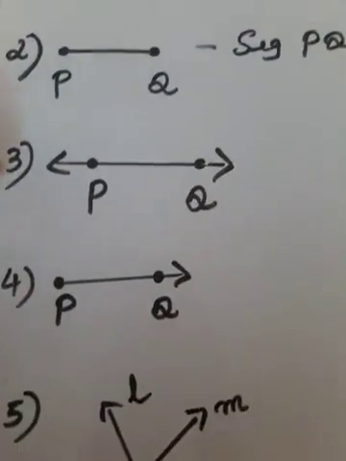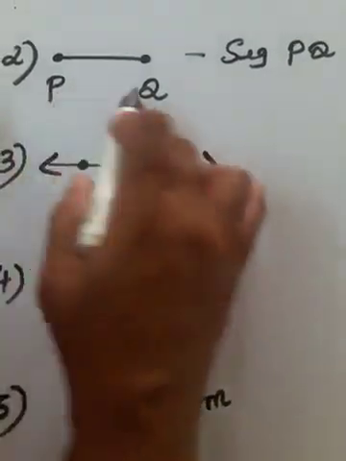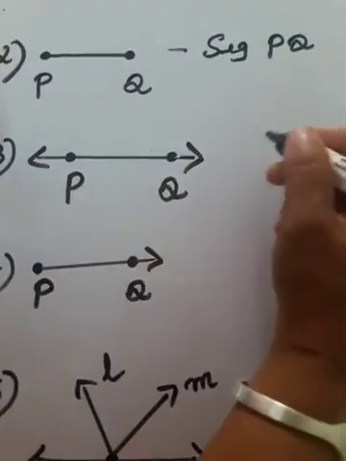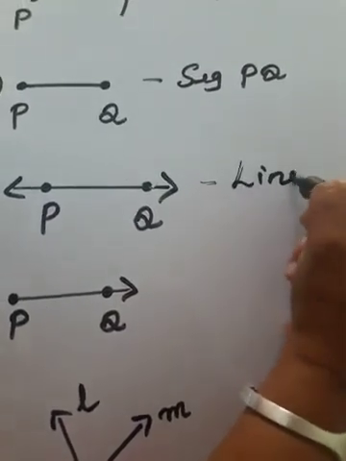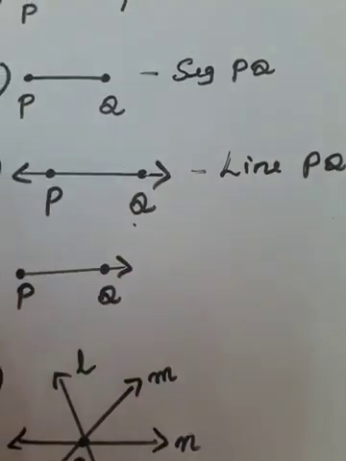Now next, third one. It is a line. So when a segment is extended infinitely on both the sides, we get a line. So it is named as line PQ or line QP.